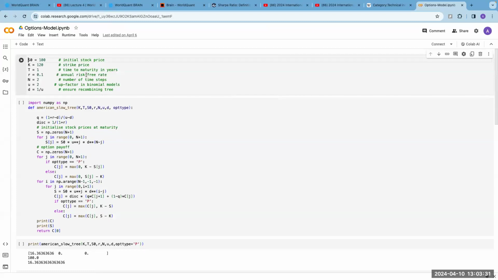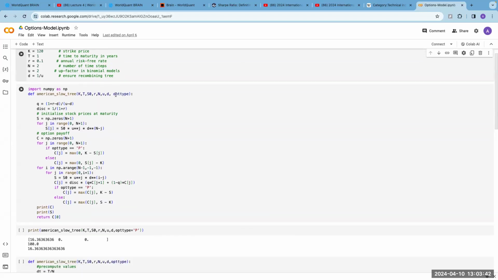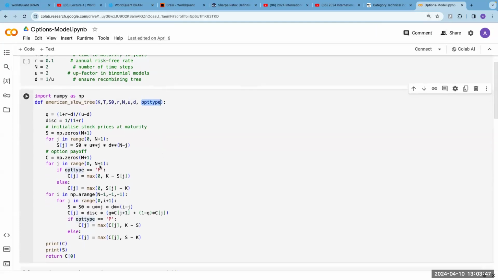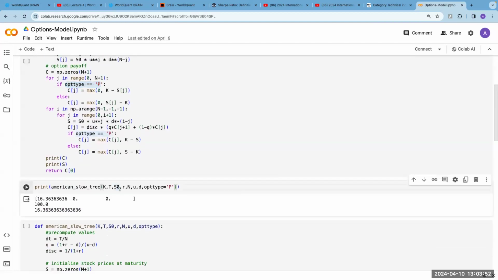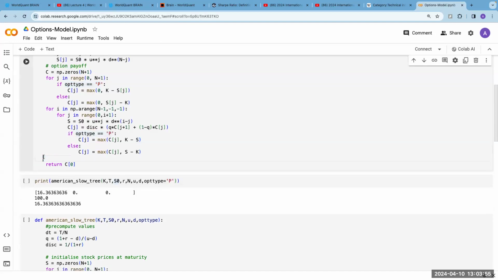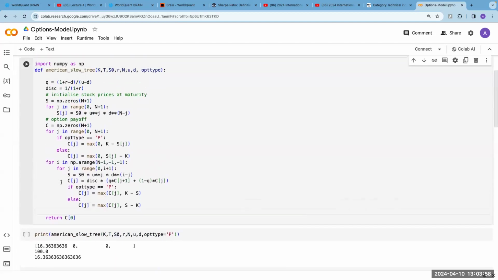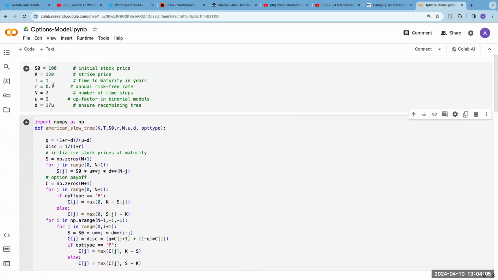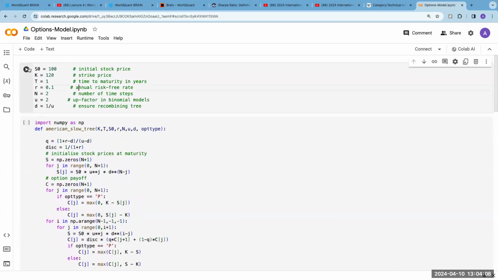Okay, so same code, but I'm just trying to run it here. So we have S0, the initial stock price, K is 120, T is 1. Now, the option type, OPT, if you put call or put, that's the if case. So when running here, I'm putting P, which is put. The function is defined in the second cell, and the first cell has the values of all those variables. So let's try to run it.